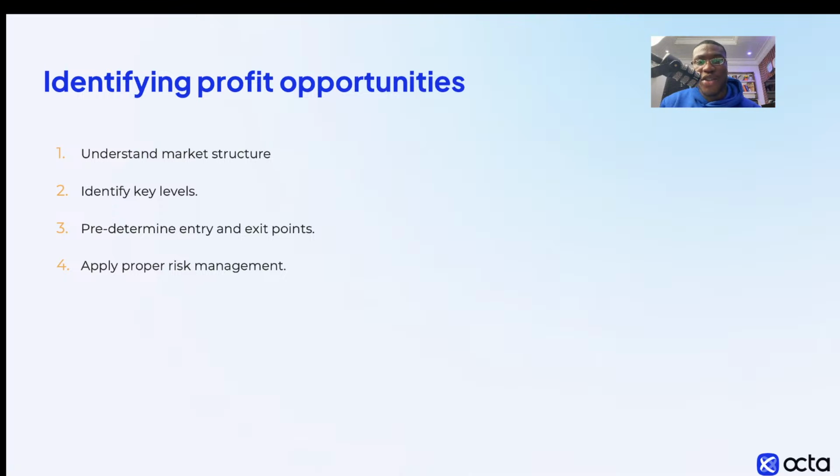How do you identify profit opportunities? The strategy, the framework I told you guys: understand the structure of the market. This is after looking at the economic calendar and getting your understanding of the strength and weakness of different currencies. Now you want to come to the market and identify the structure. Are we trending upwards, downwards, or are we ranging? You want to identify key levels as well, significant areas of supply and demand. And you want to predetermine your entry and exit points so you don't make rash decisions. You want to eye proper risk management.